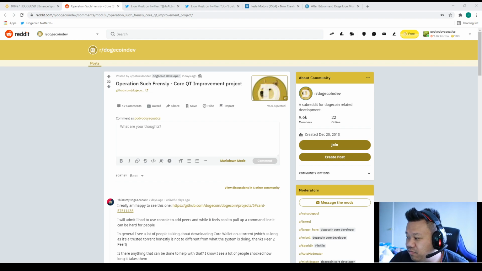So it's March 25th, 2021 here. Current Dogecoin price as of this recording is about 5 cents, as you can see on the top left corner of my screen here. And I wanted to start with the Dogecoin developers here because I think it's pretty interesting. I think it's going to be good for overall Dogecoin implementation here, right? So, Operation Such Frensly Core QT Improvement Project.